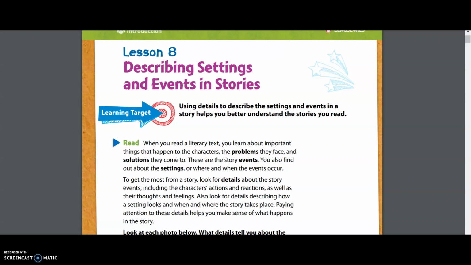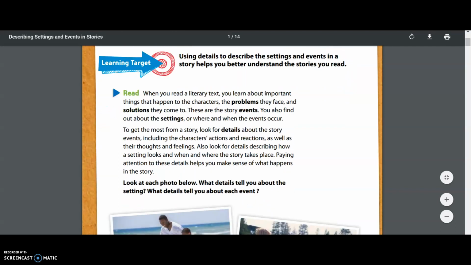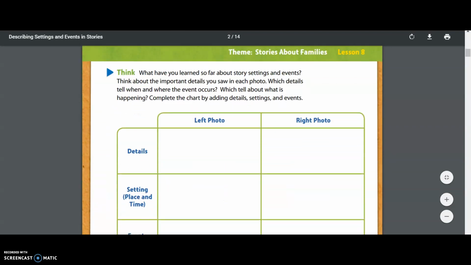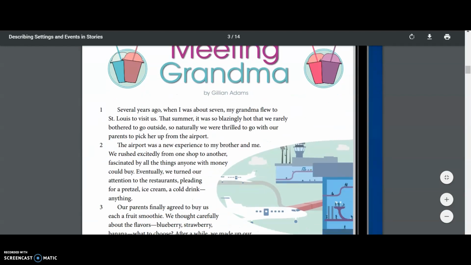If you all could please open up to your packet. You are looking for a story that is called Meeting Grandma. I'm scrolling through my packet online. You all should be flipping through yours at this time. We're looking for what says Meeting Grandma by Gillian Adams. Our goal for today is to read about this realistic story about a family outing. First, you're going to read to find out what happens, and then you'll read to study the setting and events.